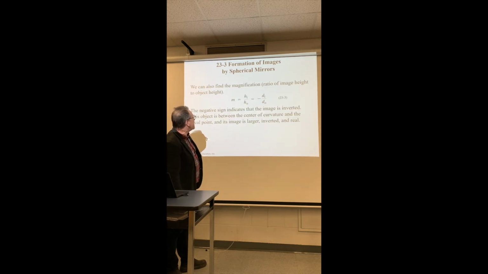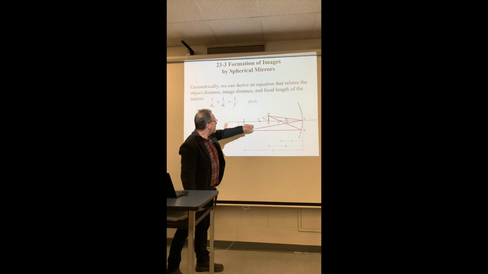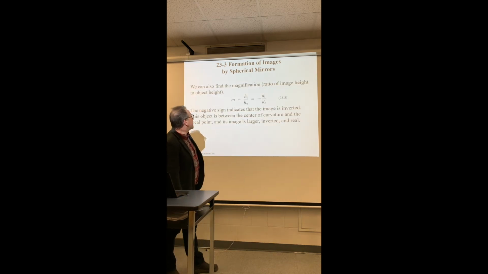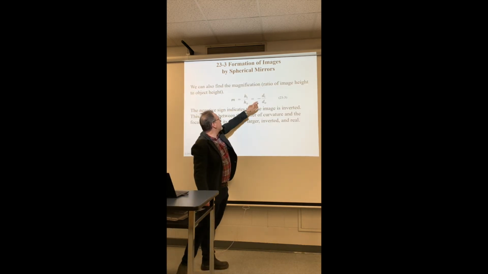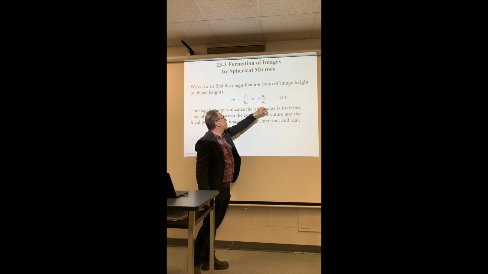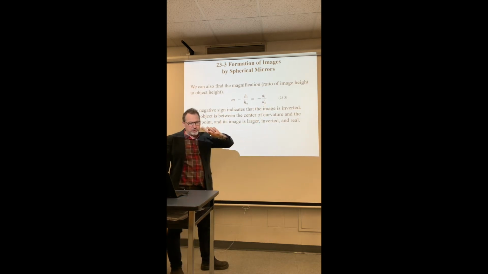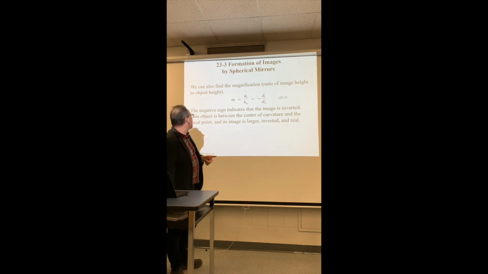The magnification will be HI over HO, and it can be shown it's equal to this quantity here. So ratio of the image distance to the object distance. The minus means that the image would appear flipped upside down, okay?